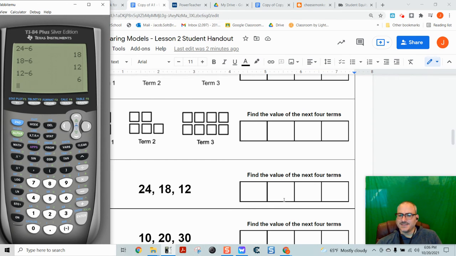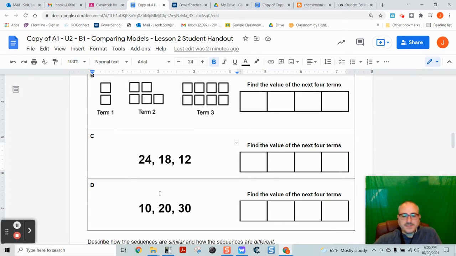What's 6 minus 6? And then we're going to take that minus 6. Oh, that'll be a negative number, right? 6 minus 6 is 0. And then minus 6 again will be negative 6. I'll have to minus 6 again to get the next number. All right, I'll leave that to you to finish that one up. Pause me and finish up B and D.